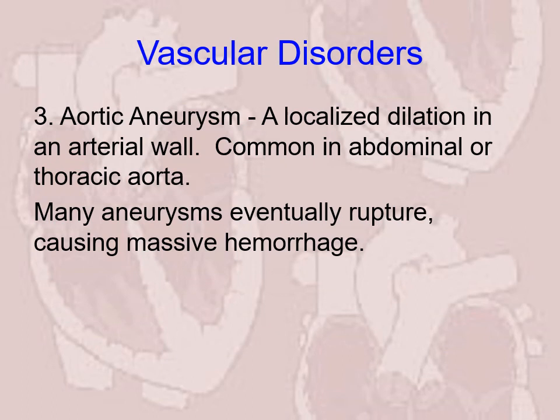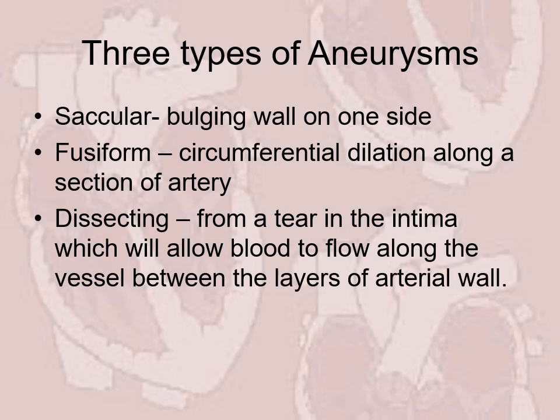Aortic aneurysm, a localized dilation in an arterial wall, common in the abdominal or thoracic aorta. Many aneurysms eventually rupture, causing massive hemorrhage. There are 3 types of aneurysms. There's a saccular aneurysm, which is a bulging wall on one side. Fusiform, circumferential dilation along a section of the artery. Or a dissecting aneurysm, which comes from a tear in the intima, which allows blood to flow along the vessel between the layers of the arterial wall.